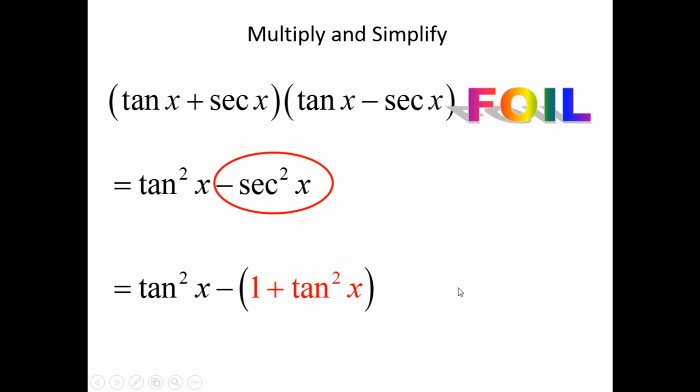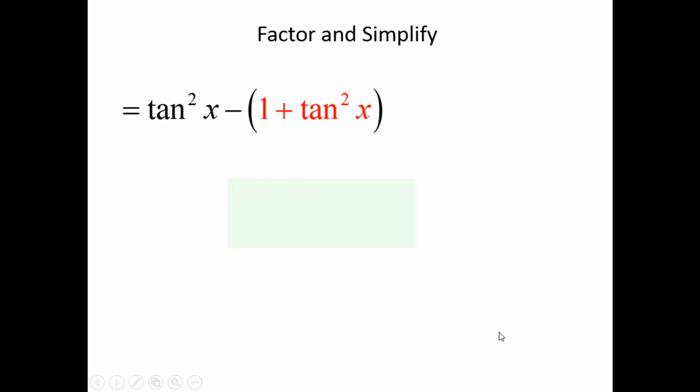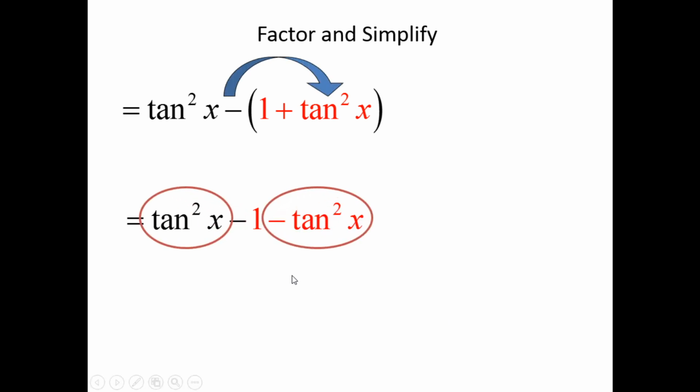And then using the identity, secant square is written as 1 plus tangent square of x. Combine the like terms. So we have tangent square of x, minus tangent square of x. Distribute the sign, so it's minus, minus. They both cancel, so we got negative 1 remaining.